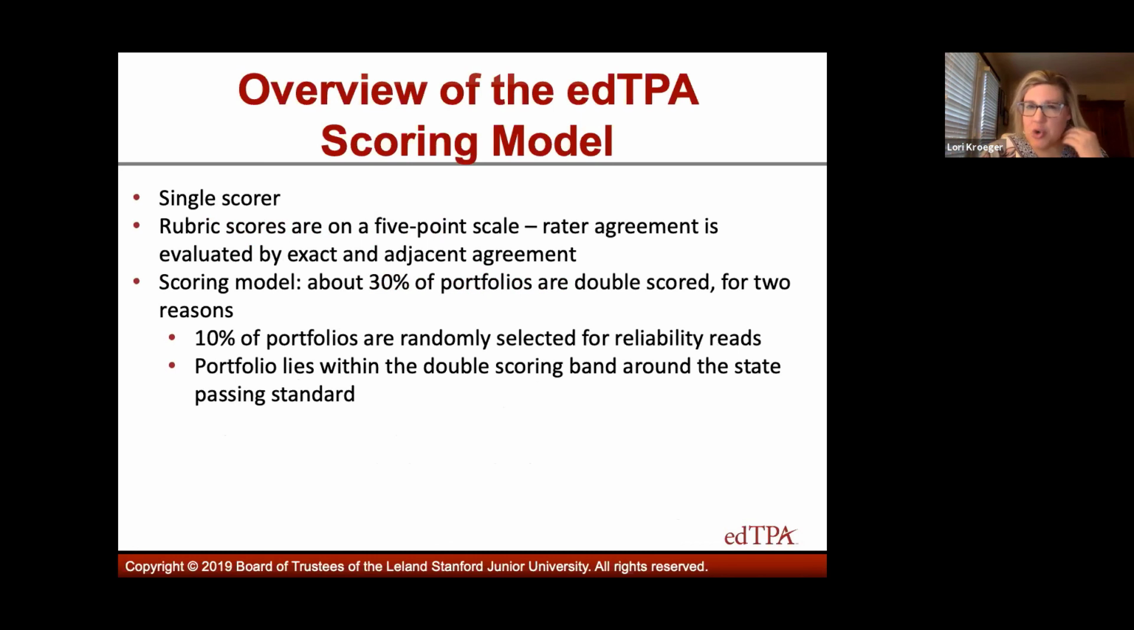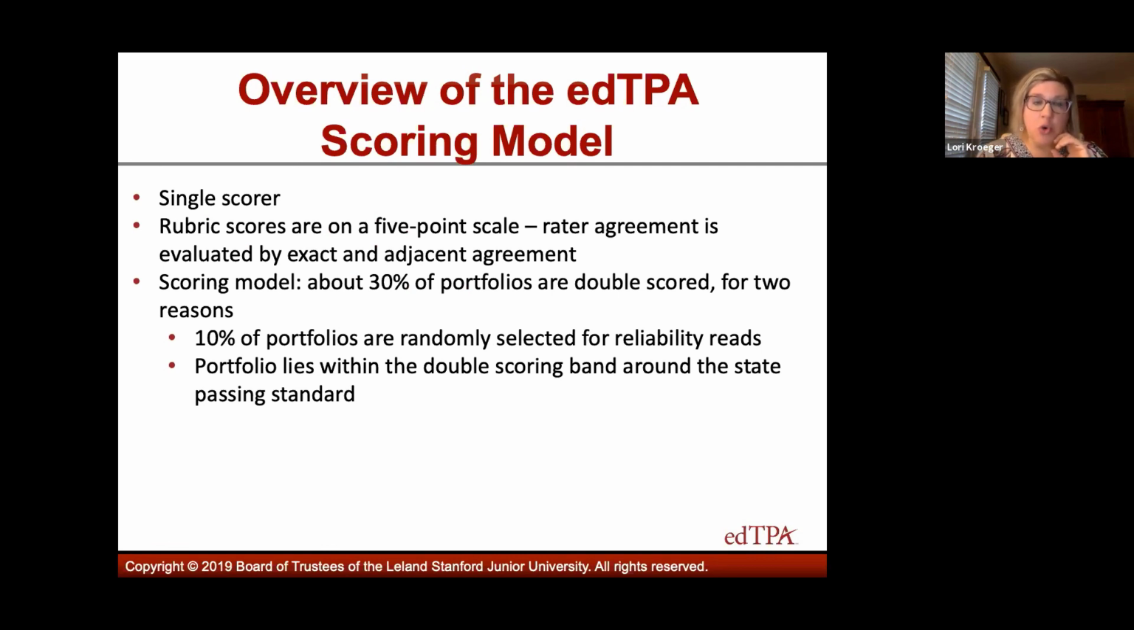Just in terms of our scoring model, it is a single scorer model. So one scorer will evaluate the entire portfolio. They'll evaluate all 15 rubrics the candidate is submitting evidence for. Again, those rubrics are scored on that 5-point scale, and rater agreement is evaluated by both exact and adjacent agreement.